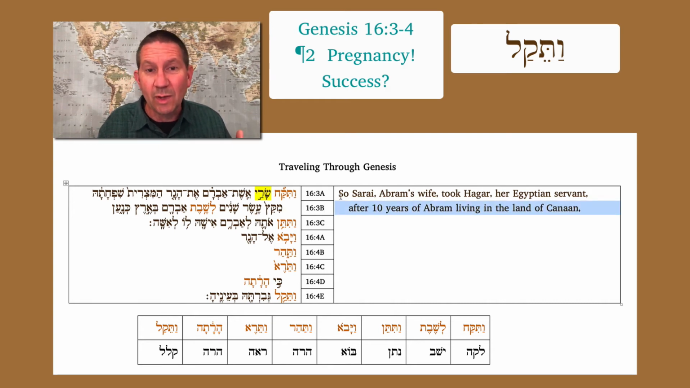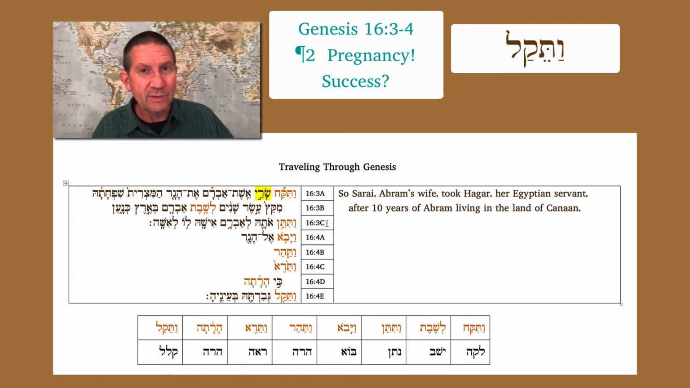So we can see why Sarai would be getting impatient, discouraged, etc., and it has brought her to such an extreme position as asking her husband to go and have a child with another woman, although legally it could be recognized as Sarai's child. Then we have Vaitetain otach le'Avram isha lo le'isha.